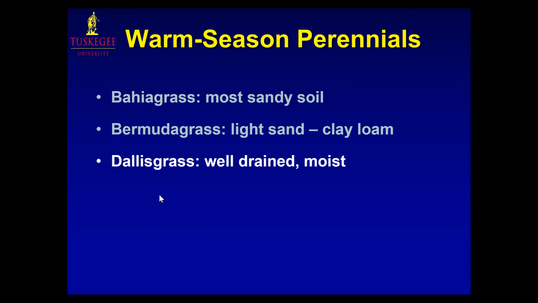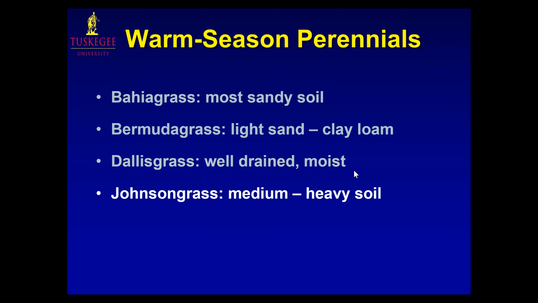Another warm season perennial species is Dallas grass. It is suitable to grow in soil which is well drained and remains moist most of the time. And Johnson grass is suitable for soil which is medium to heavy, like clay soil. If you don't have a sandy soil, but a clay loam or clay type of soil, then Johnson grass will be suitable for your pasture.